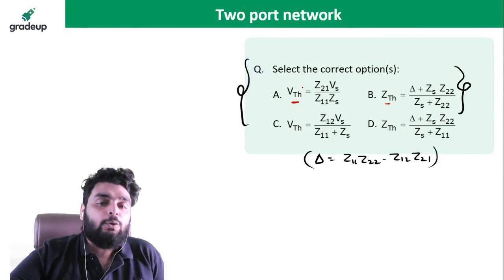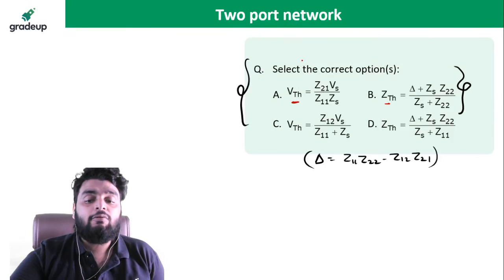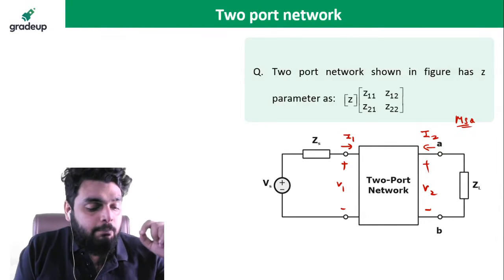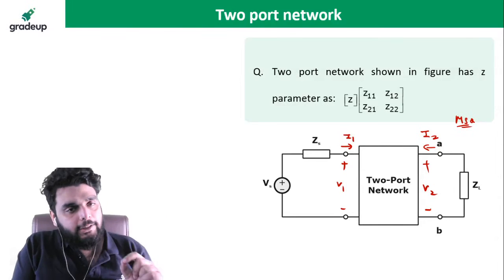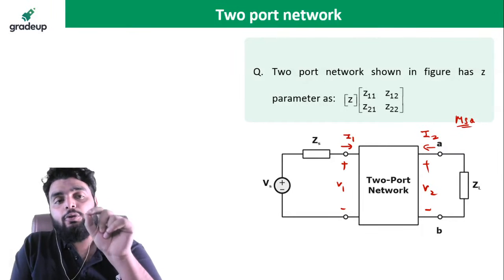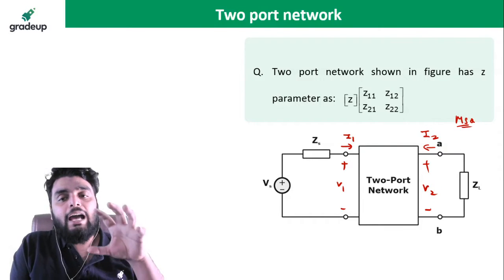So in this, I need to find out VTH and ZTH. What are VTH and ZTH? They are the Thevenin voltage and Thevenin impedance. Okay, so I will give you a hint and you will solve this question in your homework. But in tomorrow's class, you have to tell me the answer. I want everyone to try it.